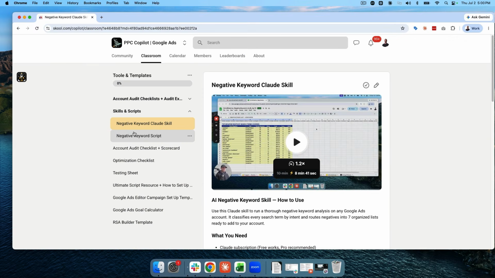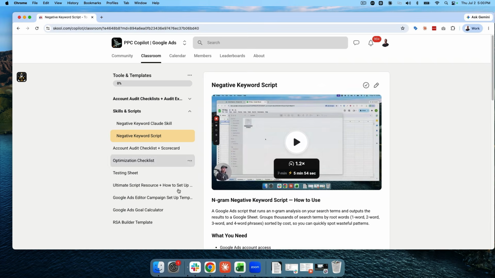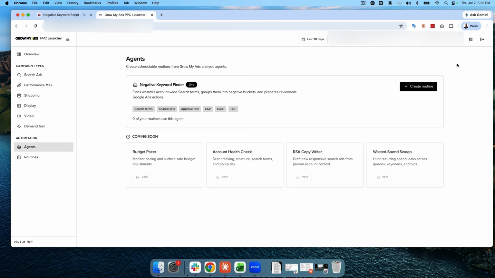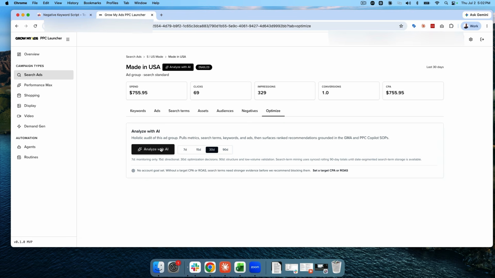But I have scripts as well as Claude skills that help with this, as well as a full AI builder tool that we've developed here internally at Grow My Ads that helps with negative keyword additions. So I teach on negatives, I show you how to add them, and you should absolutely be adding negative keywords if you're in phase one.